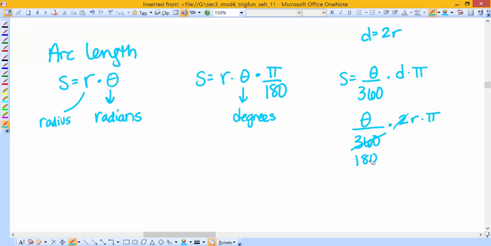So same thing, you guys, they just have a different conversion built in. I don't care which one you use. If you are given theta in radians, then you need to use this one, but these two, I really don't care, whichever one you want to use.